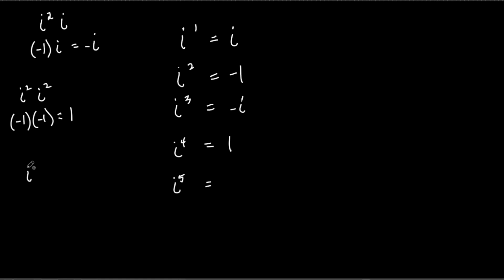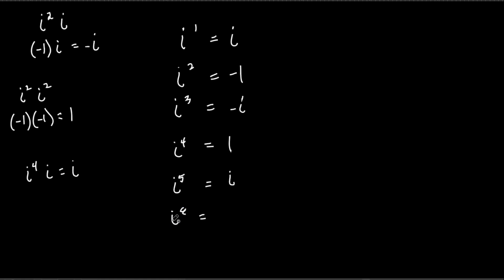Because what's I to the 5th? Isn't that the same as I to the 4th times I? What's I to the 4th? It's just a 1. What's 1 times I? It's just I. Do you see what's happening here? It's a pattern. Exactly right. There's a pattern.